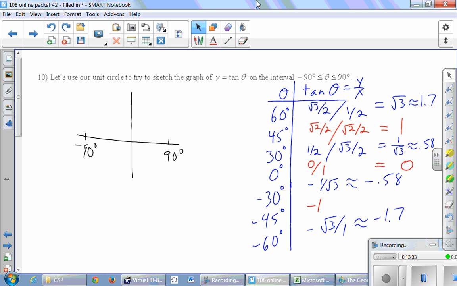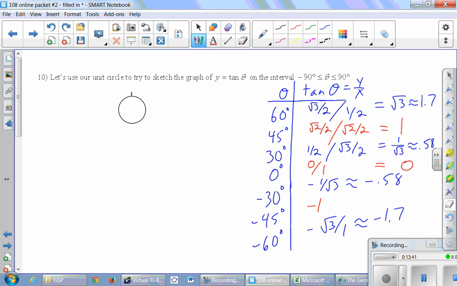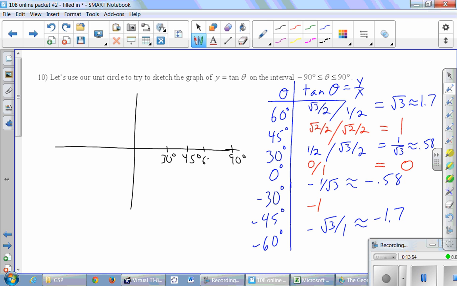And so then we can sit here and plot a few points. So let's go ahead and mark some hash marks here. I've got 90, so halfway is 45. In fact, why don't I make this a little bit bigger? So we'll put 90 way out here, and then halfway is 45, and then 30 degrees and 60 degrees are both pretty close to the 45. And then we're going to plot some points.